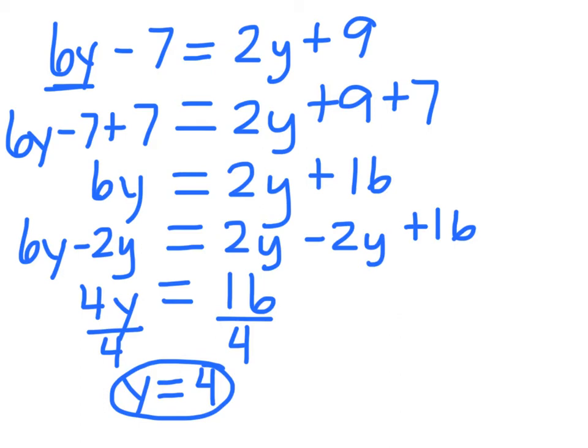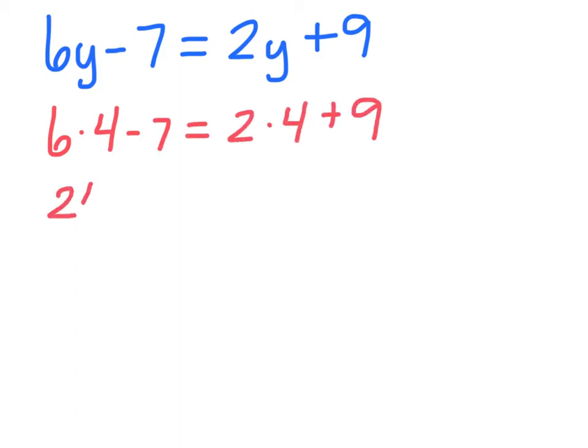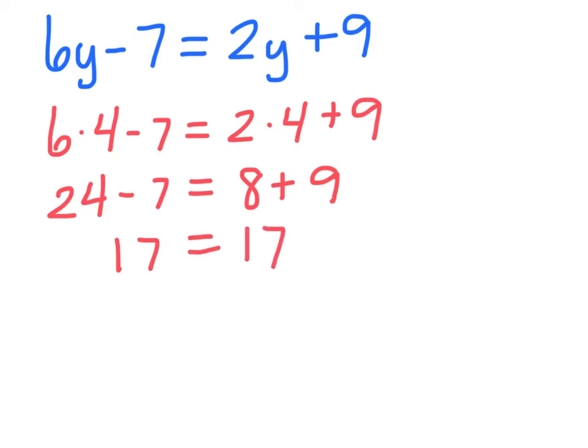Remember, our final step is to substitute in our value for y and make sure that it's true in our equation. Let's do that really quickly. Okay, if we solved for y equaling 4, let's substitute that in. 6 times 4 minus 7 equals 2 times 4 plus 9. That gives us 24 minus 7 equals 8 plus 9, or 17 equals 17. Yes, we did our work correctly. y equals 4.